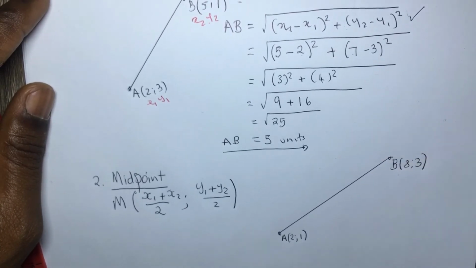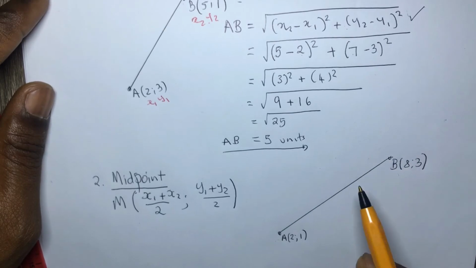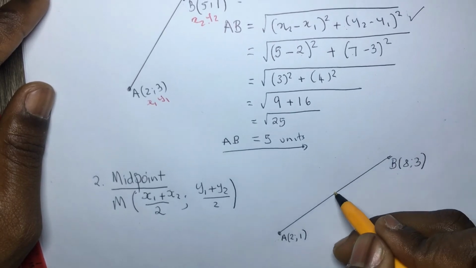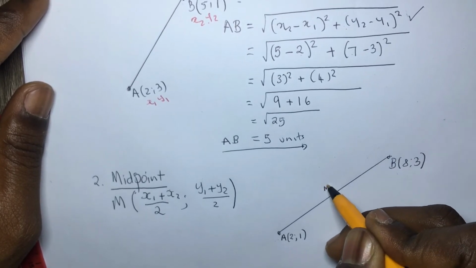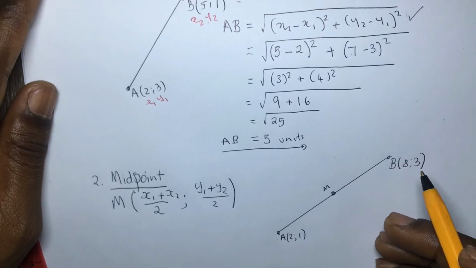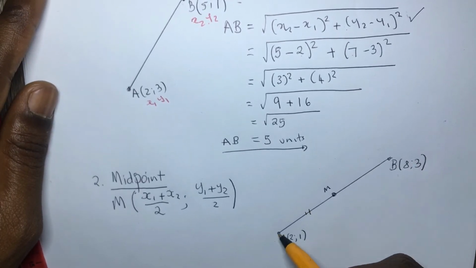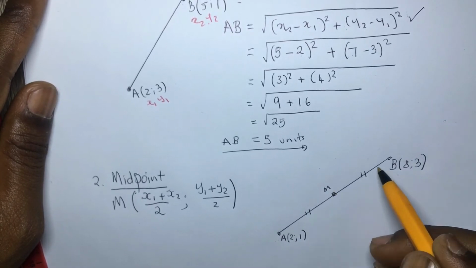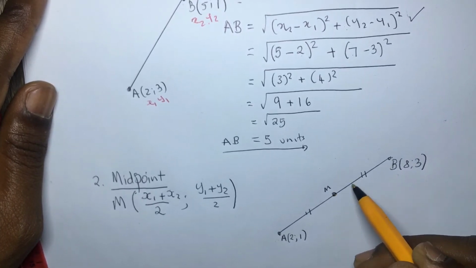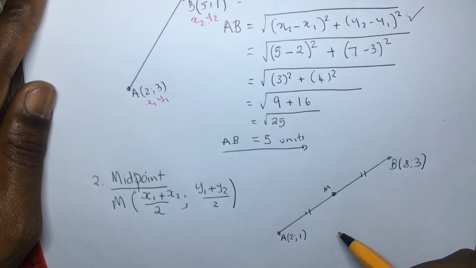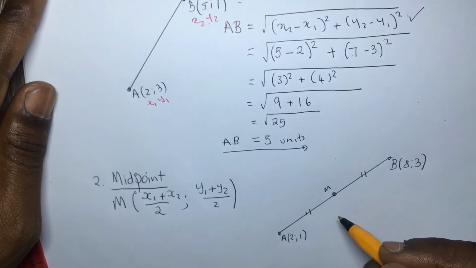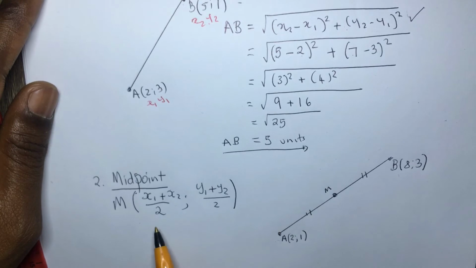So let's say you are given 2 points, A and B, and you are asked to find the midpoint between A and B, which is M. What does the midpoint mean? The midpoint simply means that the distance between AB will be this, AM will be the same distance as what? BM. Yes, BM. So what are we going to do? We're going to use this formula.